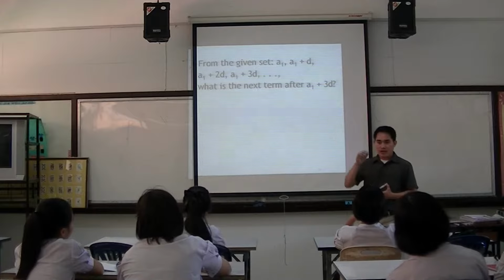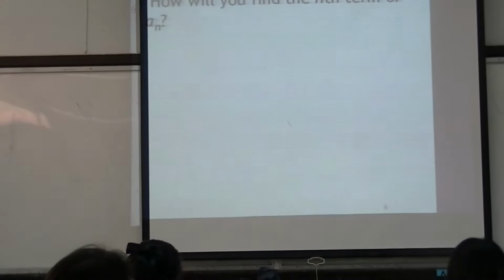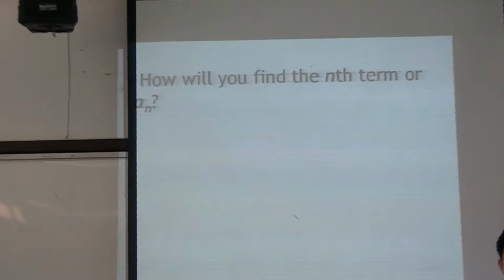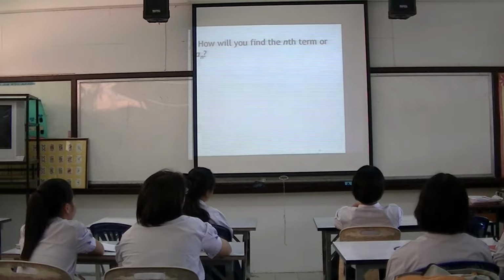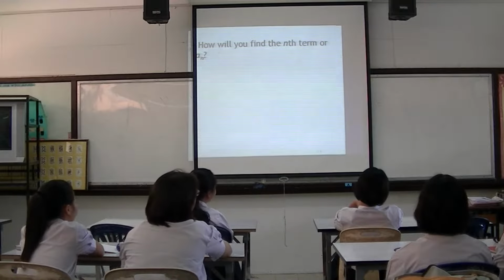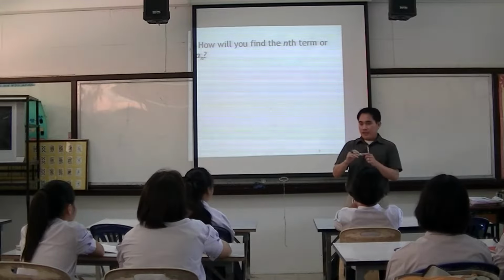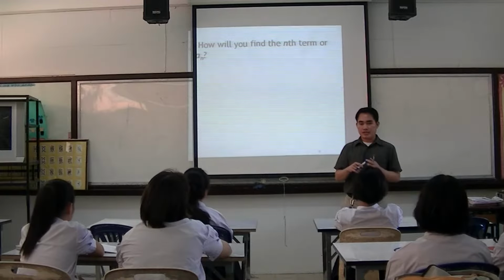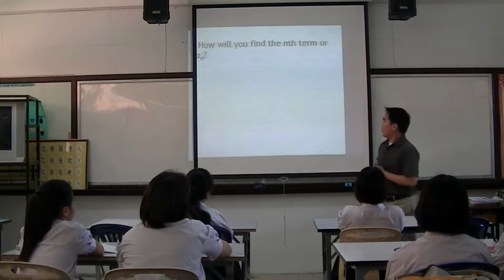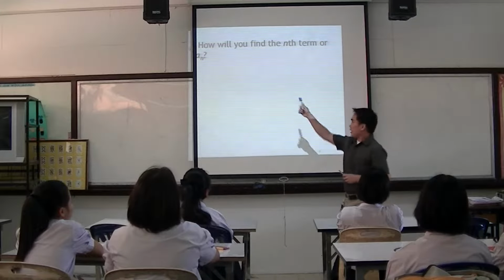Okay. How did you get A sub 1 plus 4D? D is the common difference. Next to A sub 1 plus 3D, you got A sub 1 plus 4D. So from that, how will you find the nth term or the last term? And we'll denote that as A sub n.